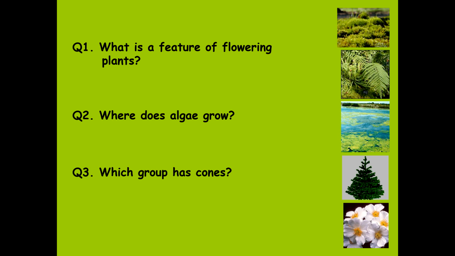Okay, take your answer sheet, please. Question 1. What is a feature of flowering plants? What was the answer? Of course, B, flowers. Question 2. Where does algae grow? Of course, it grows on the water. Answer C. And lastly, which group has cones? Ooh, there's only one type that has cones, and that's how their seeds are dispersed. That's right, A, it was conifers.